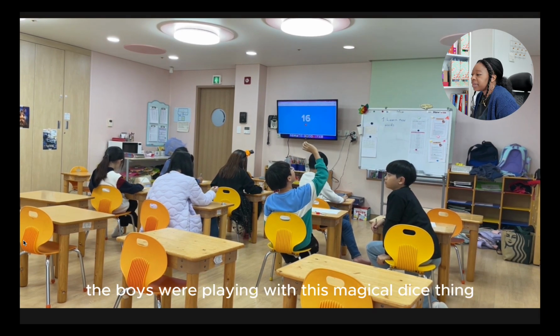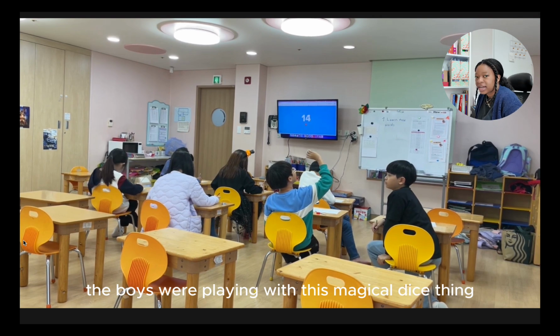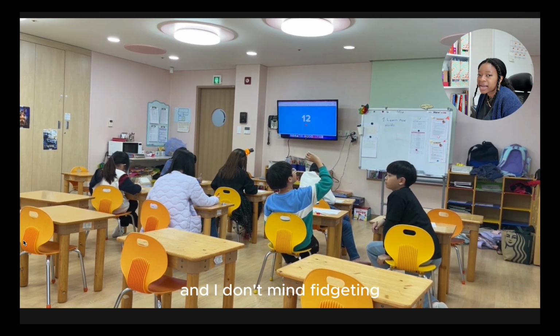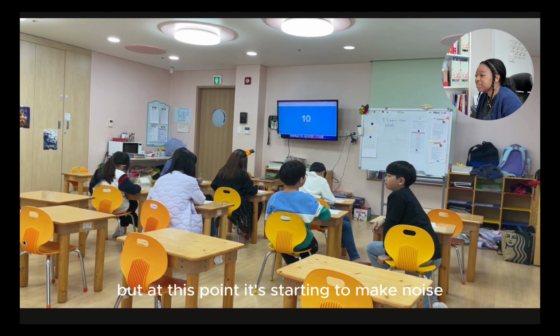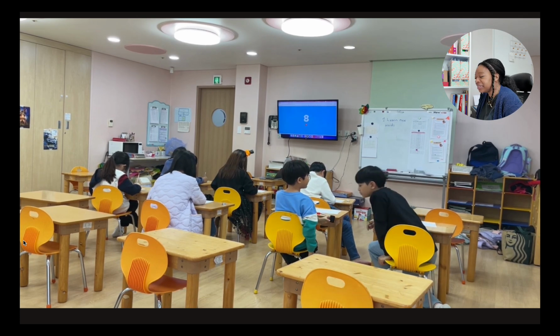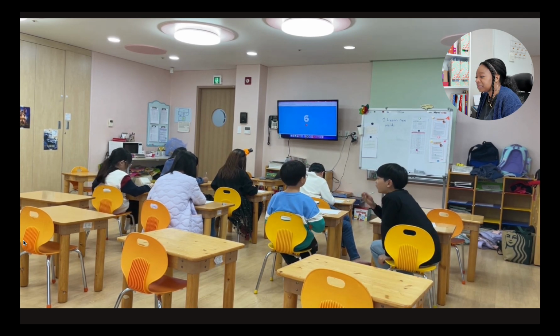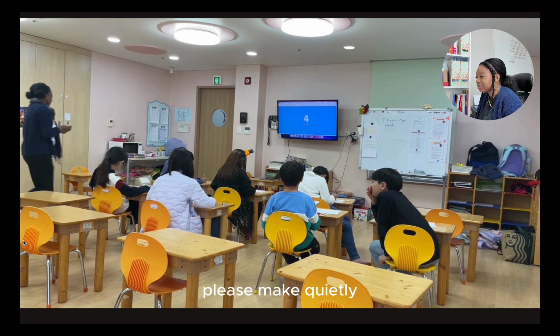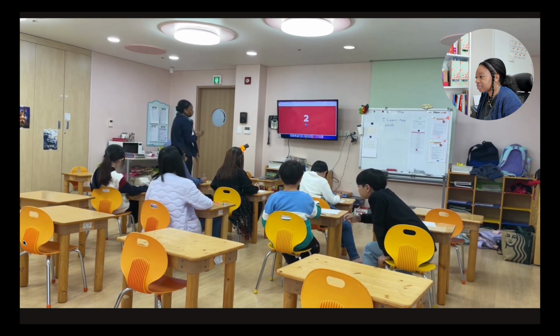The boys were playing with this magical dice thing, and I don't mind fidgeting, but at this point it's starting to make noise. Please, but please make it quietly. Let's not make any noise.